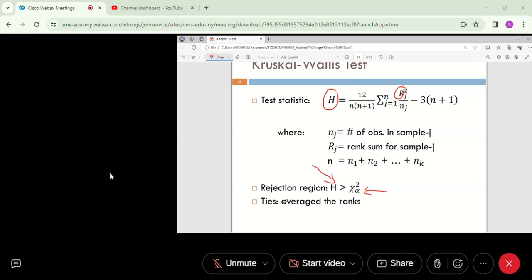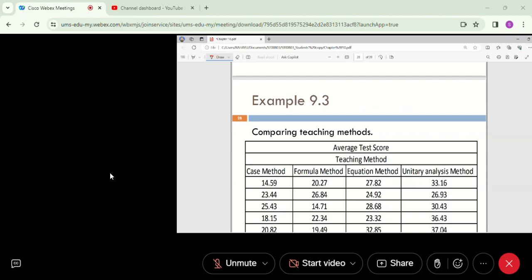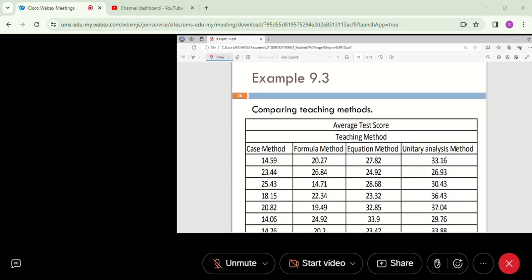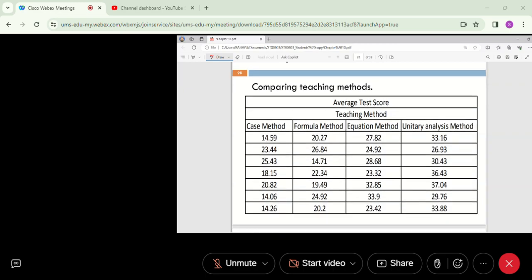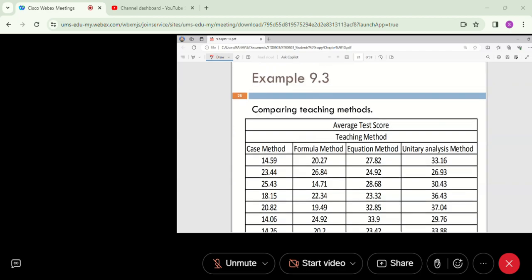Whenever you have ties, you need to average the ranks, similar to the way we did on the Wilcoxon rank sum test and Wilcoxon sign rank test. So let's have a look at the example for the teaching methods.